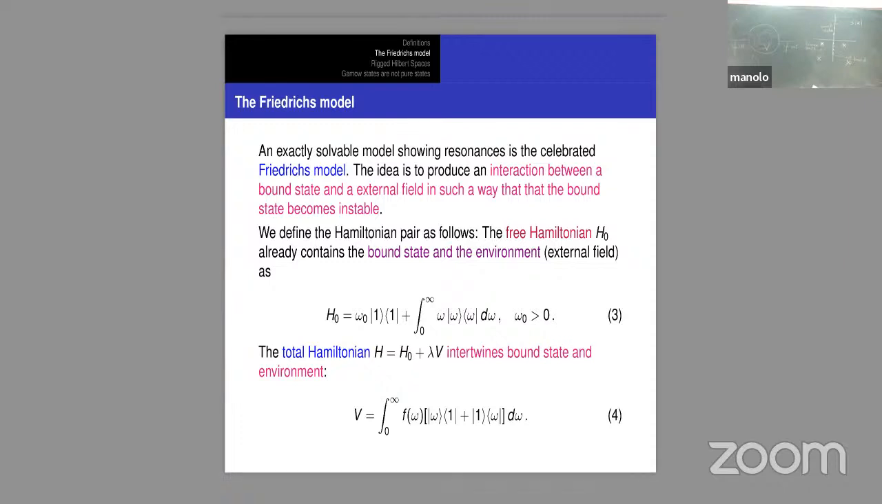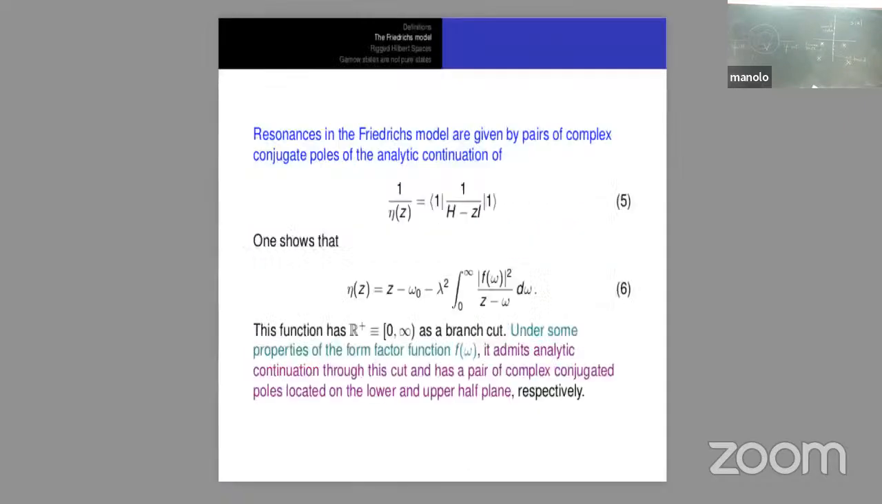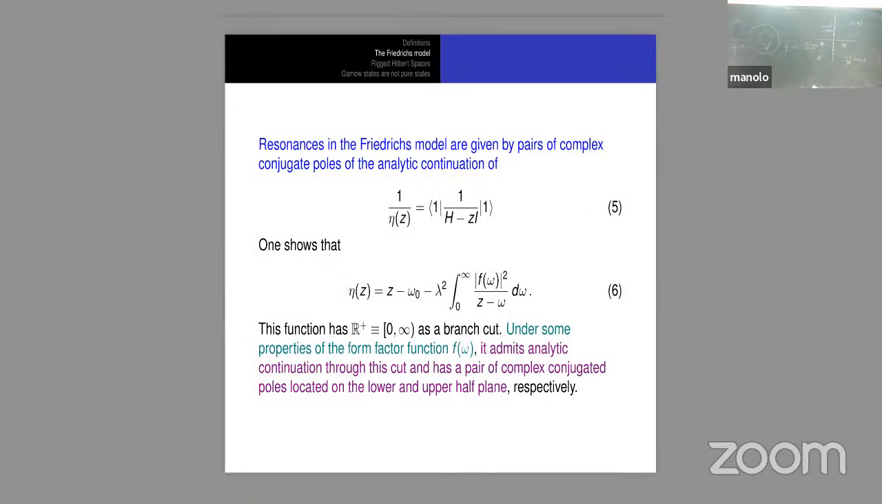We define the Hamiltonian pair as follows. The free Hamiltonian H0 already contains the bound state and the environment, or the external field, whatever you want to call it. And the total Hamiltonian intertwines bound state and environment, or external field, as you prefer. And then using definition number one, the definition more appreciated by mathematicians, we may find the resonances in this model.